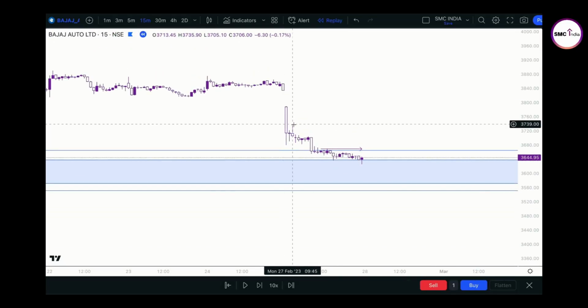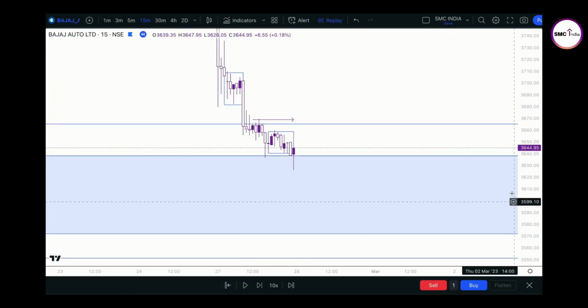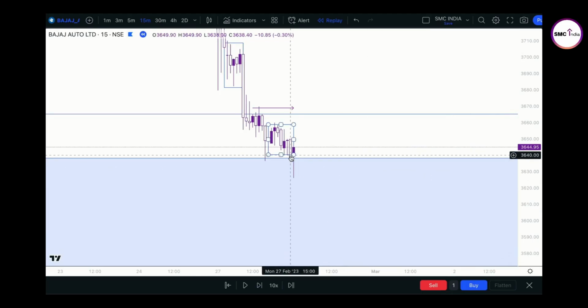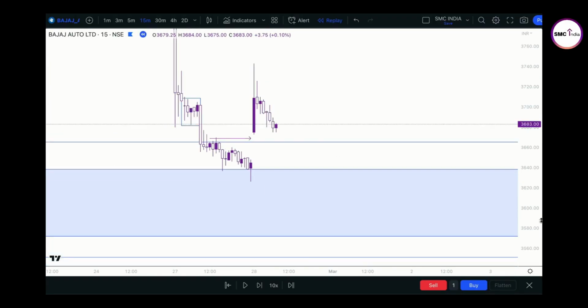There is huge imbalance left over here to be filled. There is a gap here which will be filled, and the price created this range of consolidation. You see up here, then shot down, then again created this range of consolidation down here, and this candle swept all these liquidities down here. And what did the price do next? Let's see. The price shot back up again, breaking this high here.